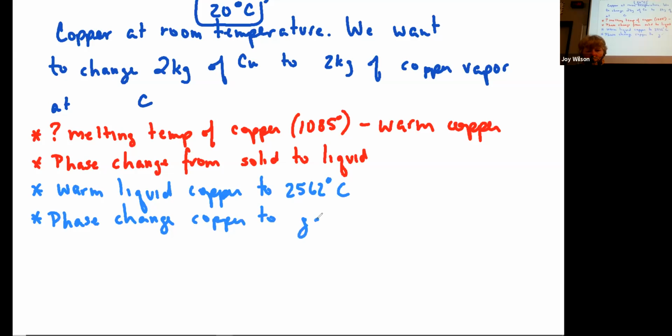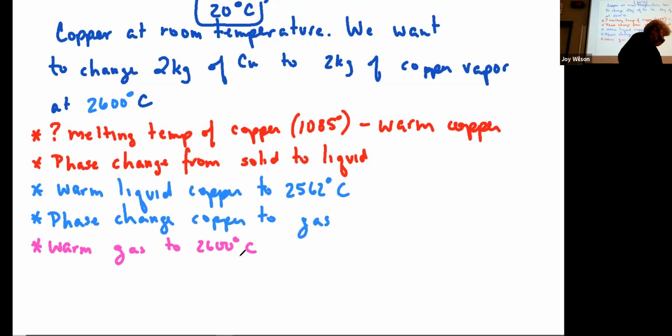Now it's going to be a gas. So let's pick a number bigger than 2562. 2600. Let's go something easy. And then our last step will be to warm gas to 2600 degrees Celsius. This is how they do copper plating, by the way.